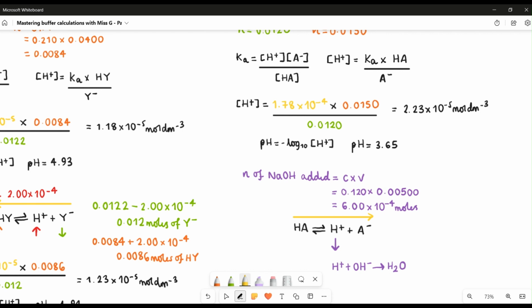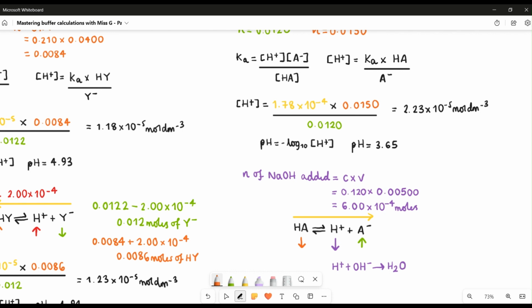If the position of equilibrium is shifting to the right to make more H plus to replace what's been taken, that's also going to make more of the A minus, because you can't shift the position of equilibrium to the right and only make H plus, because for every one HA that dissociates, you make one H plus and one A minus. So that's going to increase the amount of salt that we have. But it's also going to decrease the amount of the weak acid that we have, because that is going to dissociate more to replace those H plus ions.